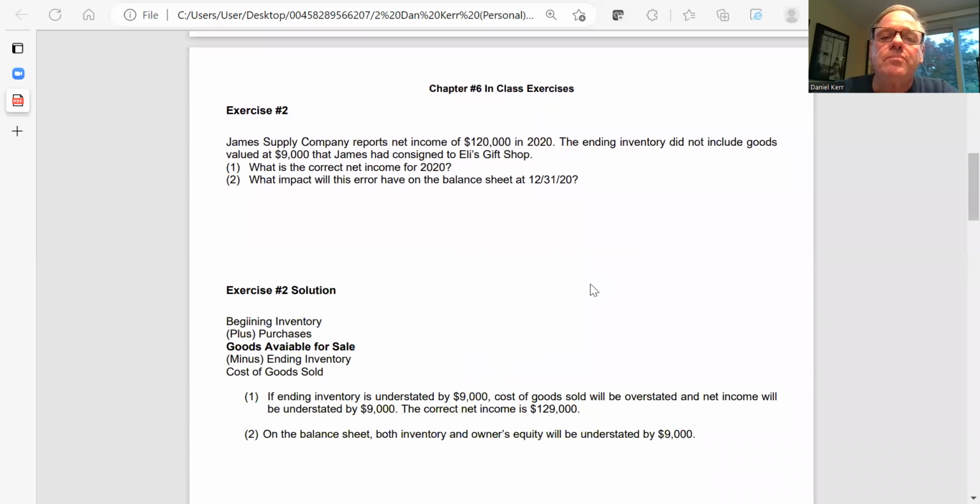Exercise 2. We reported net income of $120,000, but the ending inventory did not include $9,000 worth of goods that were consigned to Ellie's gift shop. We know that when we have goods out on consignment, we still have title to them, so they should have been included in our ending inventory. So they ask us, what's the correct inventory for 2020?